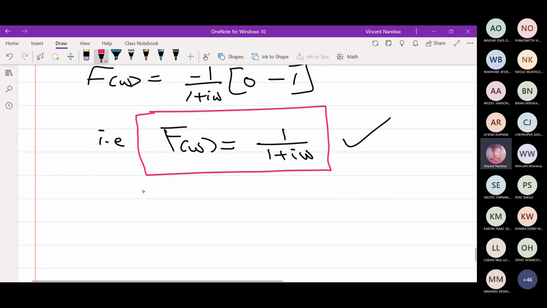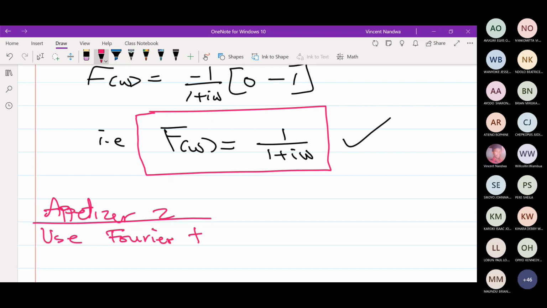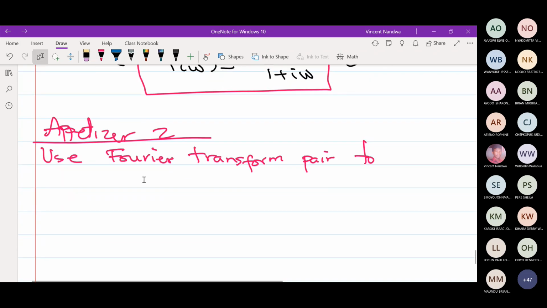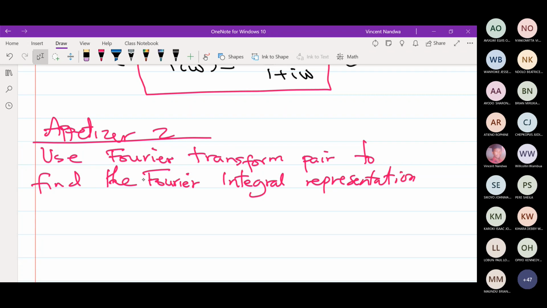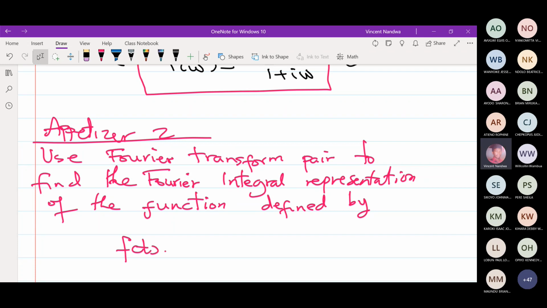So problem 2, or appetizer 2: use the Fourier transform pair to find the Fourier integral representation of the function defined by f of t is 1 whenever t is between minus 1 and 1, and 0 otherwise.